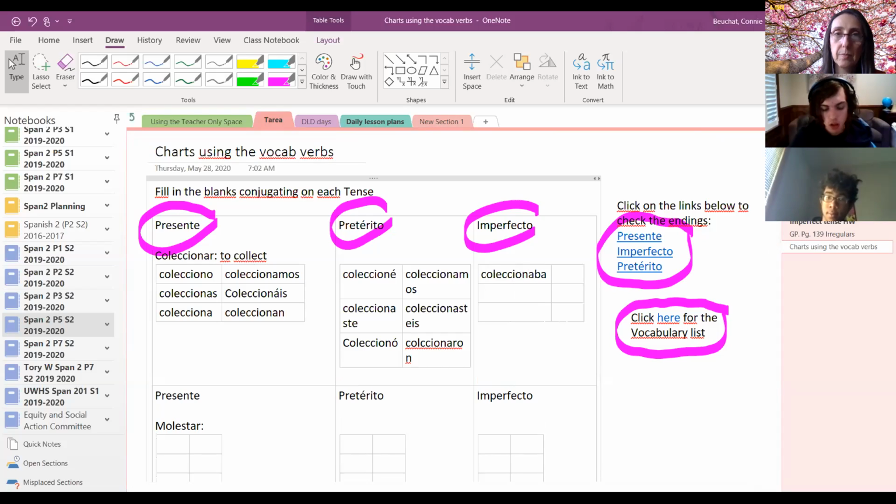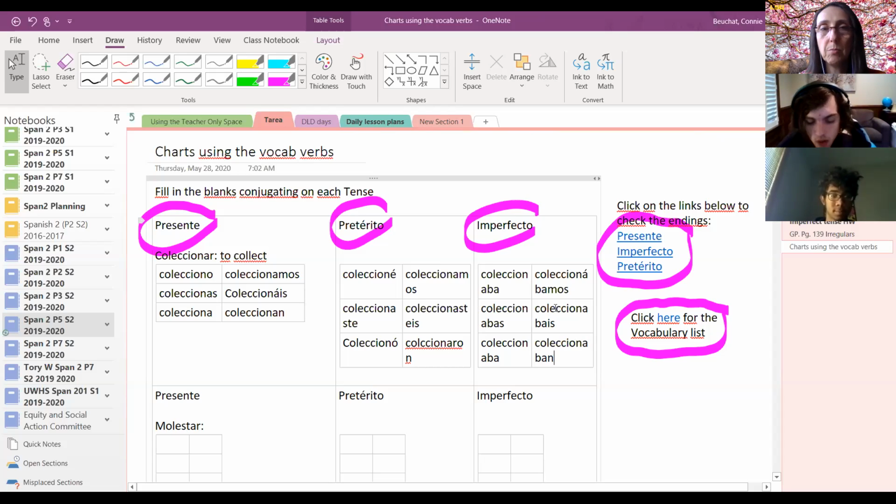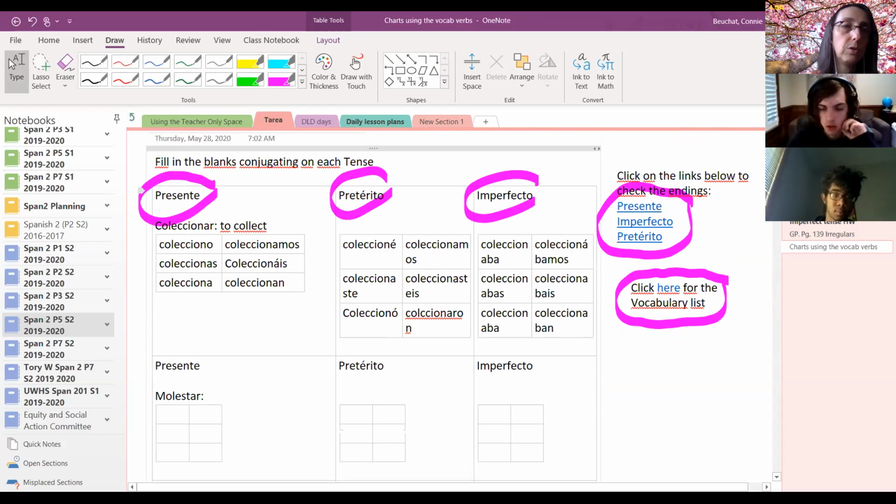Coleccionaba. Coleccionabas. Coleccionaba again. Coleccionábamos. Coleccionabais. And coleccionaban. That's it. Yes? Do we know what we need to do for the homework? Yes, and it is due Monday. There's a lot of verbs, so you can do it gradually. You can do, I don't know, 2 today, 2 tomorrow, so you don't have to do all of them at the same time. Okay?